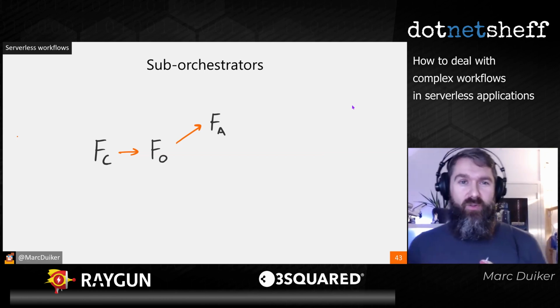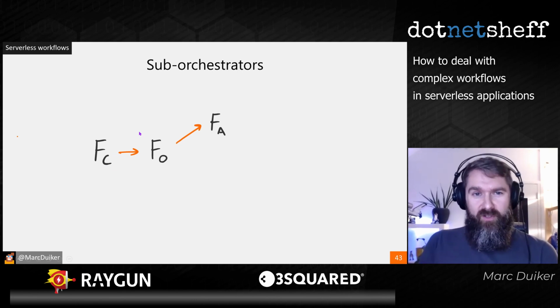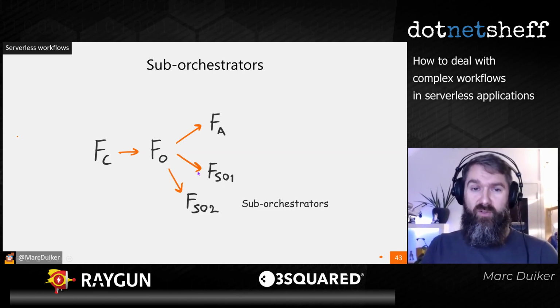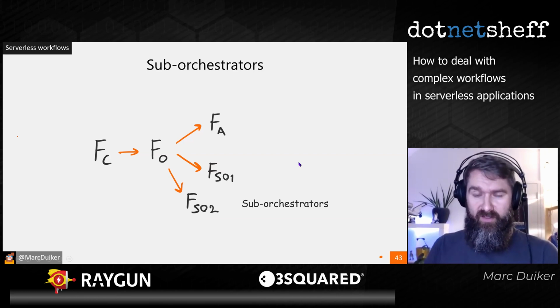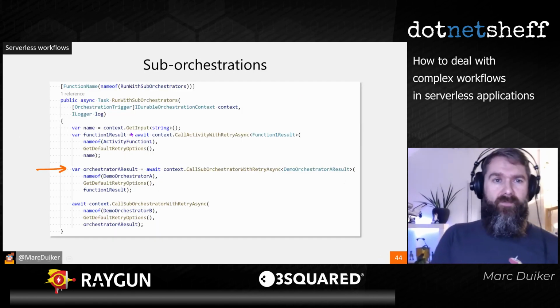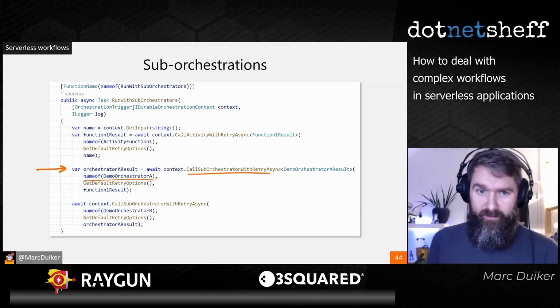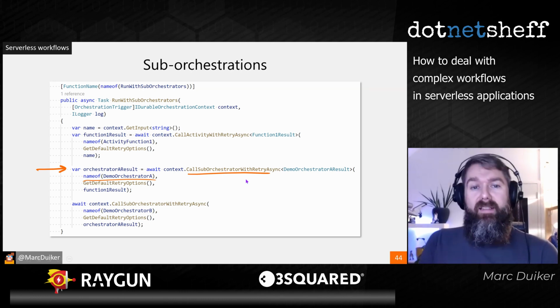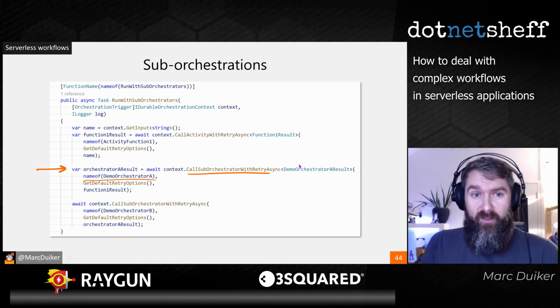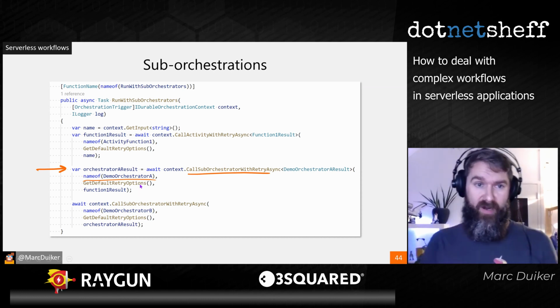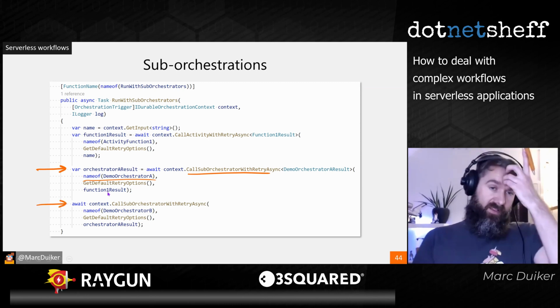The more elegant solution is to use sub-orchestrators. Normally you would have a client function that starts an orchestrator function, and that orchestrator can schedule activities, but orchestrators can also schedule sub-orchestrators. That's a very nice feature, and it follows the exact same pattern as you do with activity calls. So let's look at the code. This is an orchestrator function. It first calls an activity function, but on this line, it's using the call sub-orchestrator with retry async method. So it's almost the same as with the activity. We specify the output type of this orchestrator, we specify the orchestrator name, we can specify retry options, and there is the input for this orchestrator.